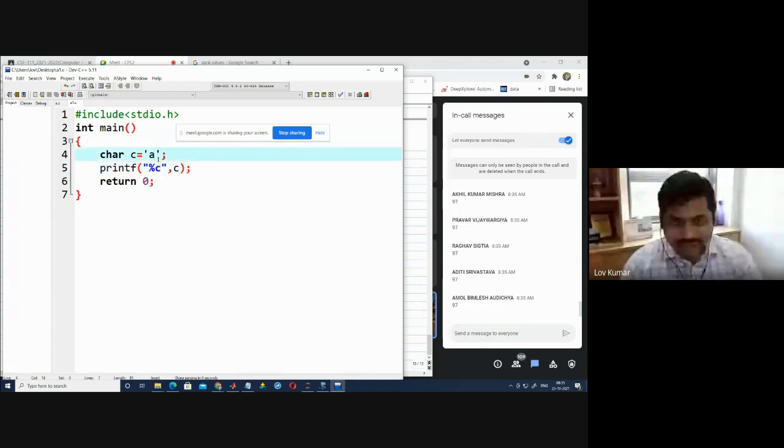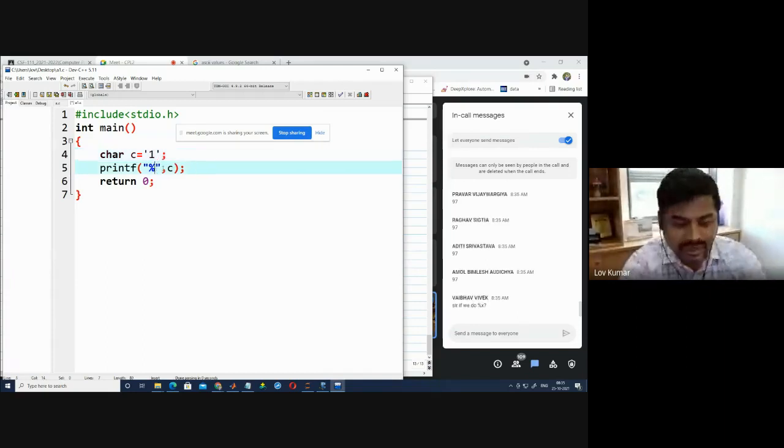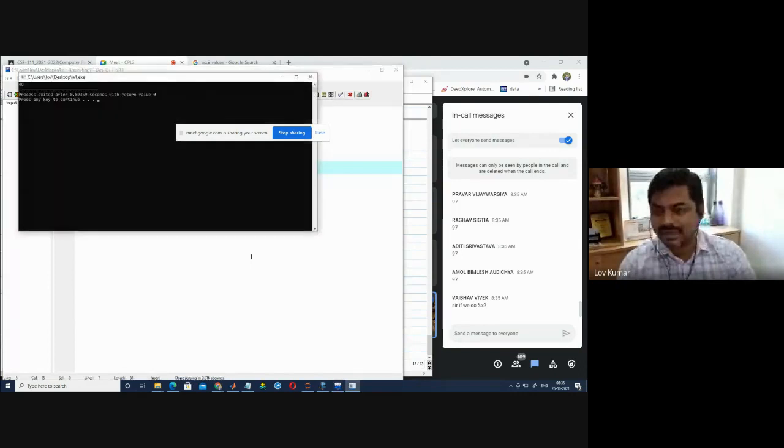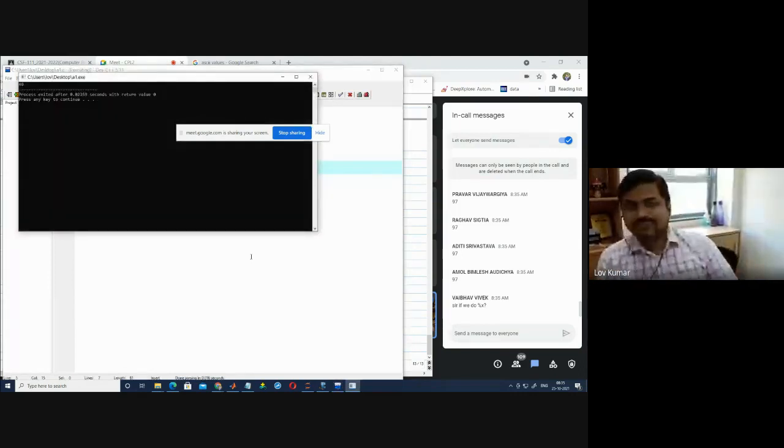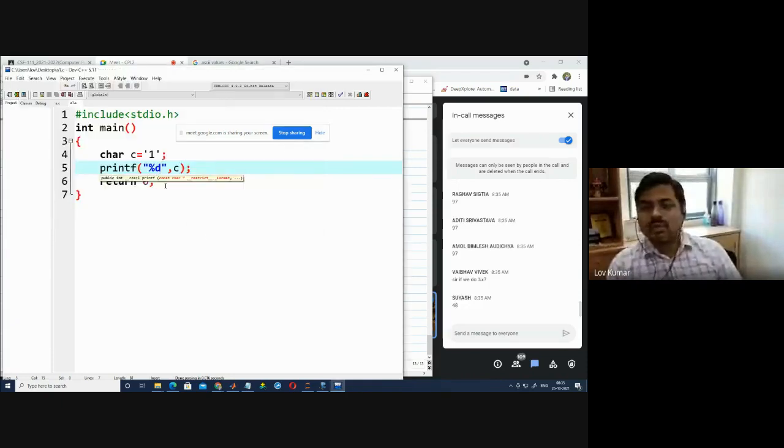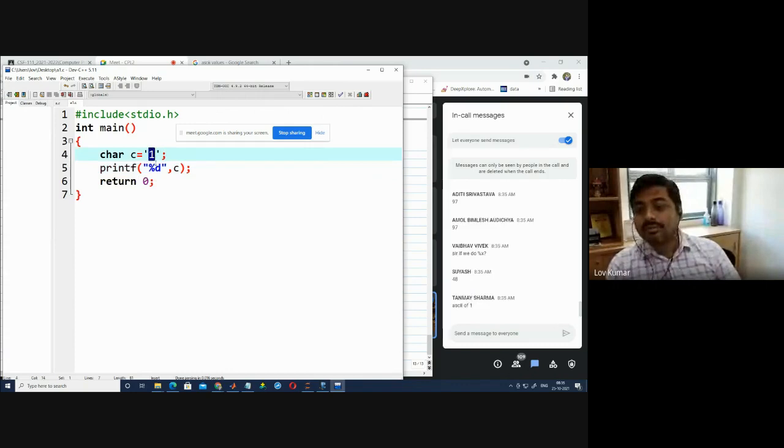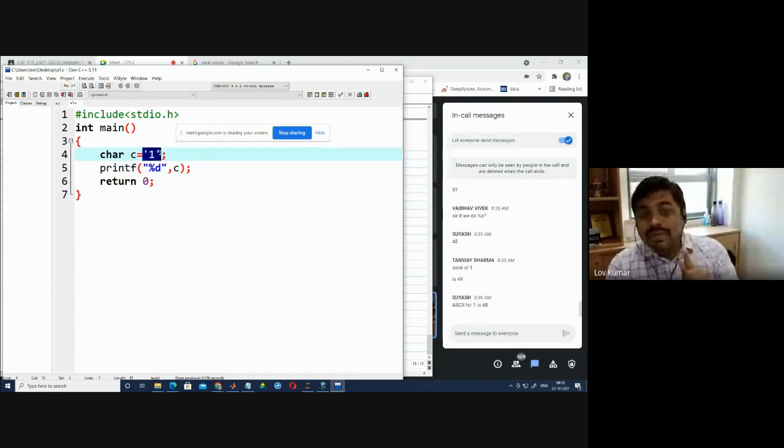Now, if I am going to write 1 here, what value will print with percent d? It is printing 49. Why is it not printing 1? Anyone? Because whatever 1 we have written here, this is character 1. This is not an integer 1, because both are different.